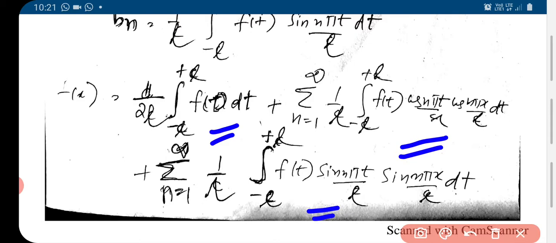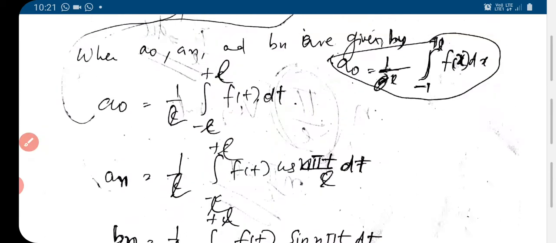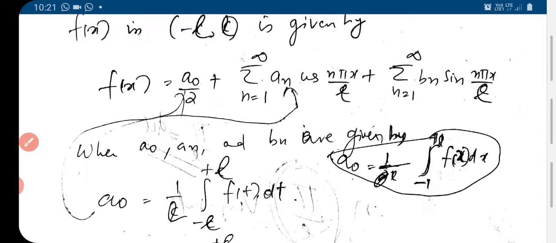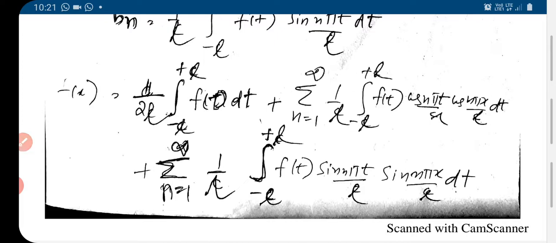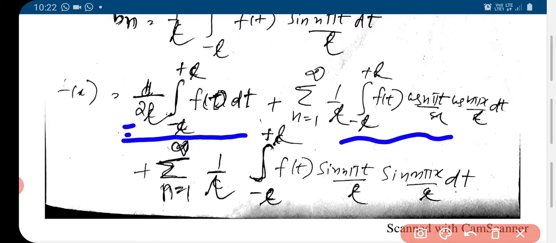Right. So in the Fourier series that we saw here, we substitute for a0, an, and bn. Okay, and we have f of x now as equal to this. This is a0. A0 by 2 is there, so 2 comes here. Then we have this an, and this is our bn.